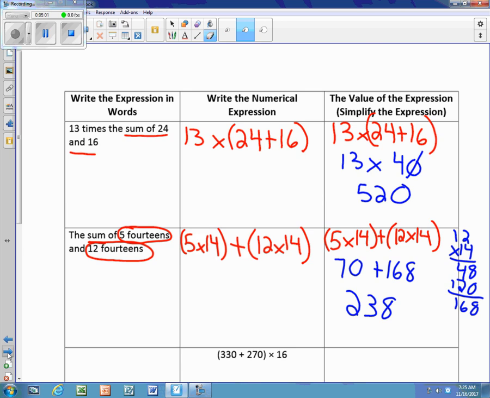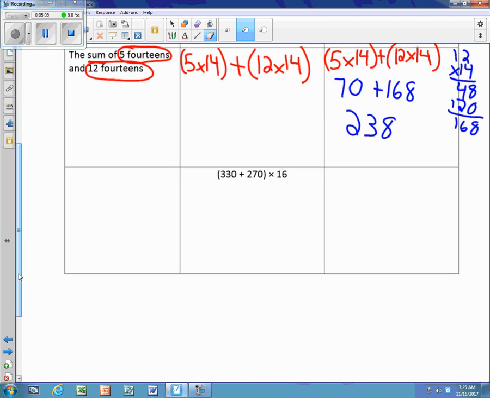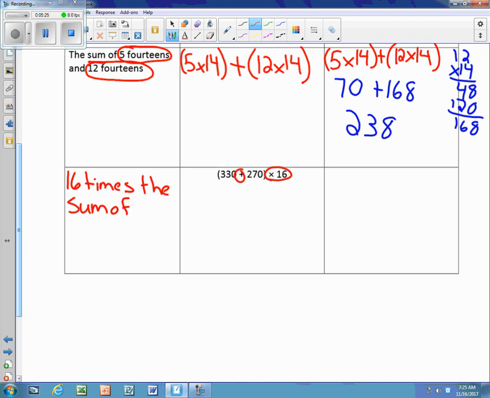Let's double check that. We have an 8, 16, 7 and 6 is 13. We carry the 1 and we end up with 238. This one right here, we have to first write it in words. So we see that we're multiplying something by 16. So we can say 16 times. This tells me we're finding the sum. And we're just finding the sum of 330 and 270.